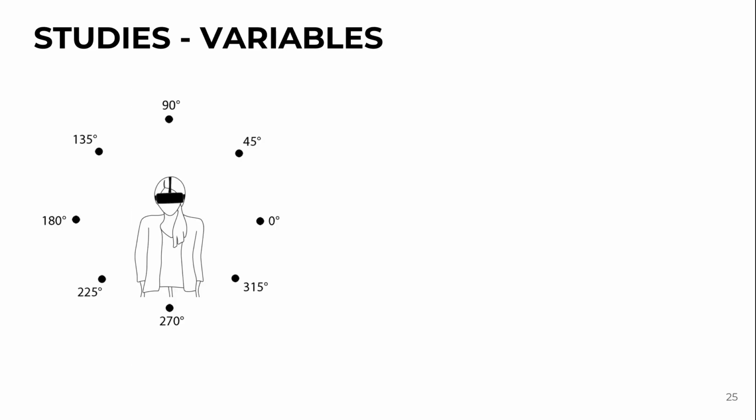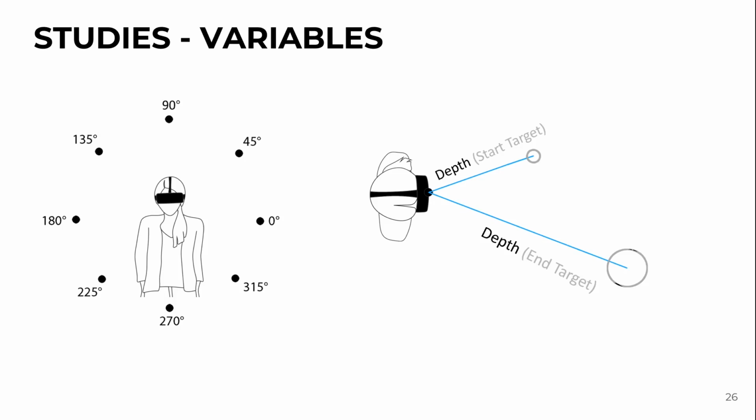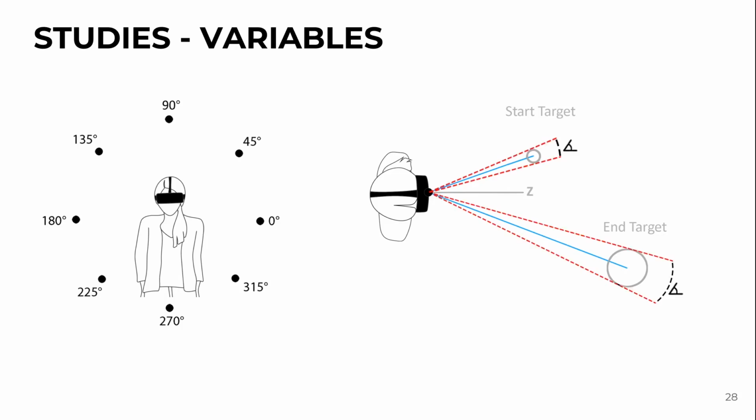For these experiments, we altered several variables: the position of the targets, the depth of the start and end target, the angle between the targets, which we refer to as theta, and the angular width of the targets. We used the angular width of the target rather than the radius, so that the movement accuracy needed for selecting the target stayed the same regardless of how far away the target appeared for the user.